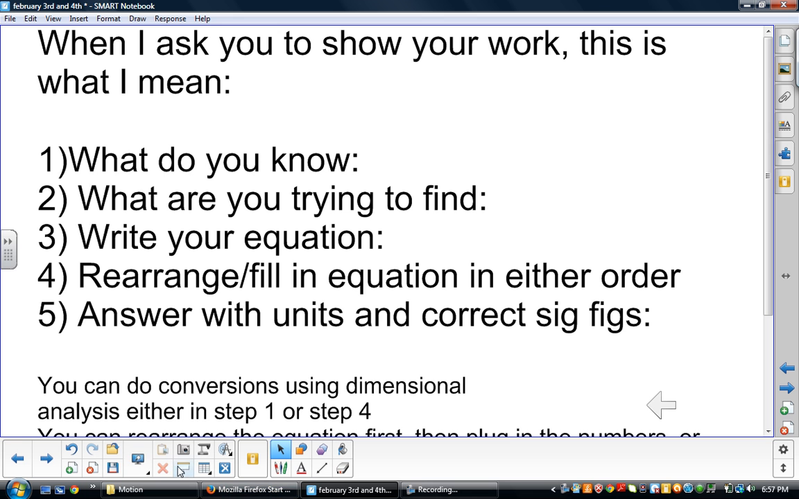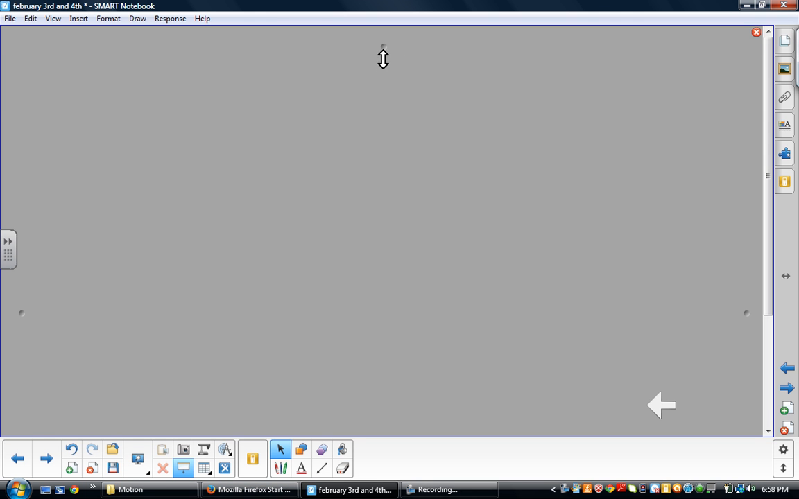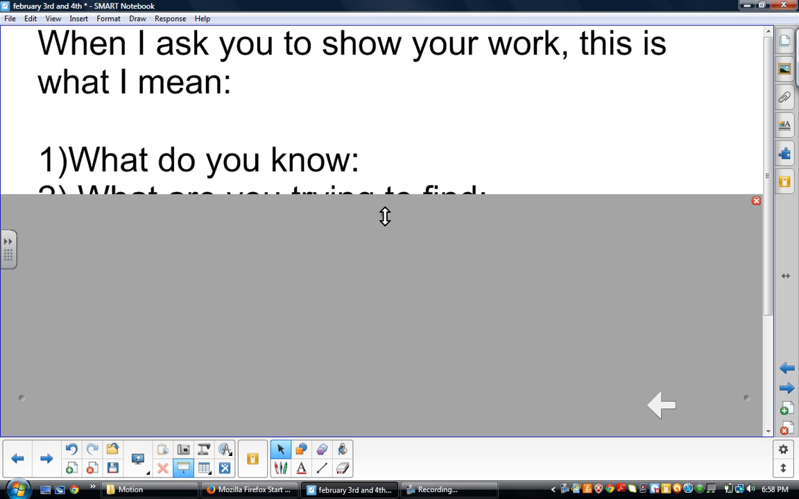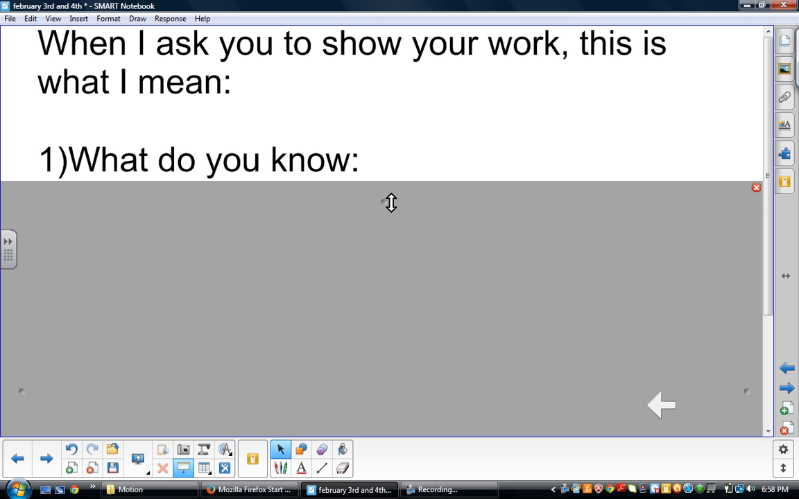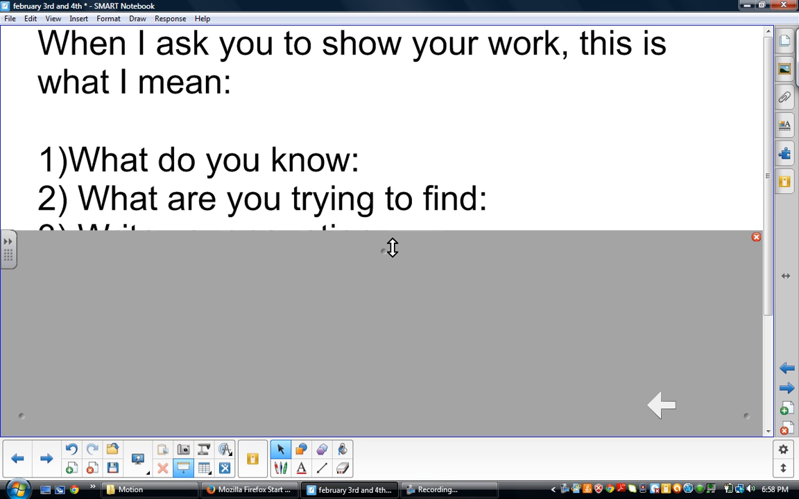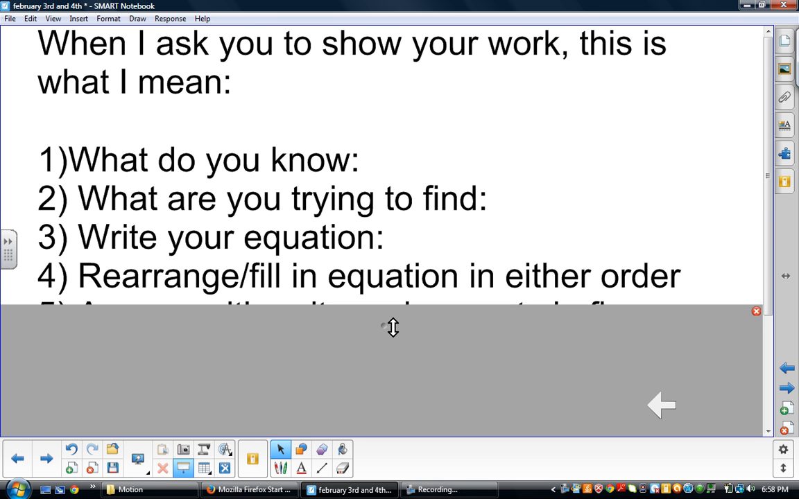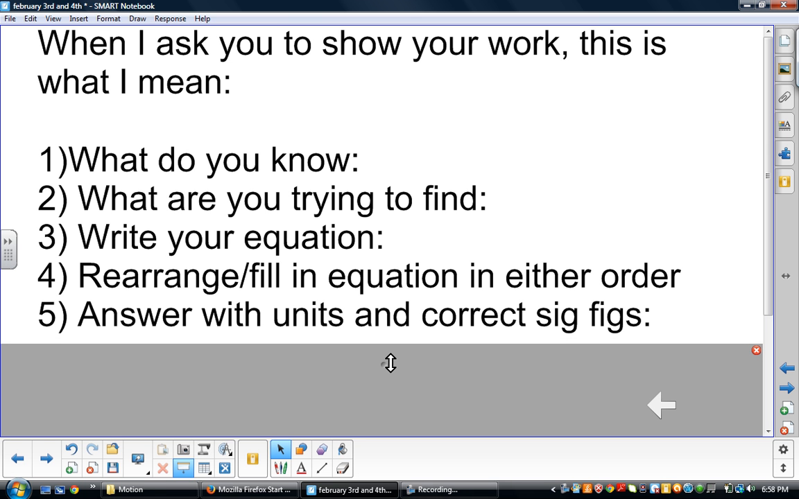When I say show your work, what do I mean? I mean something very, very specific, and you must do this to get full credit on a problem. First thing that you do is you show me what you know. So what's given to you in the problem, and I'll give you an example of this in a minute. Then you tell me what you're trying to find, then you write the equation, and then you rearrange and you fill in the equation, or if you have to, you fill in the equation and then you rearrange. And then you give me the answer with units and the correct significant figures.